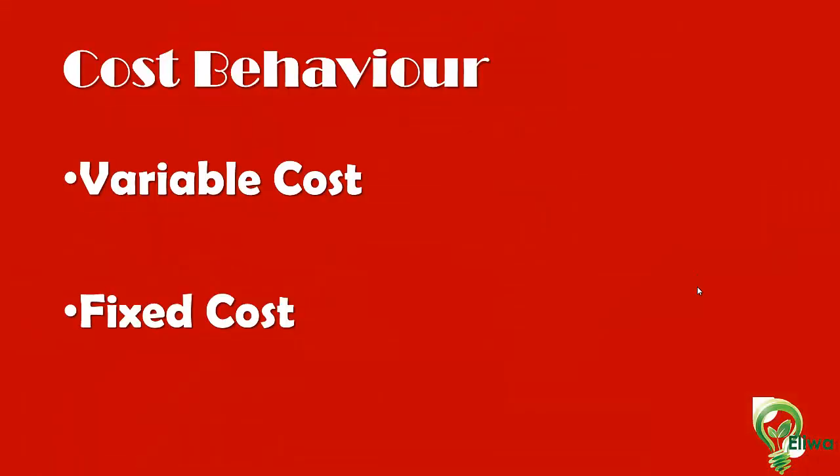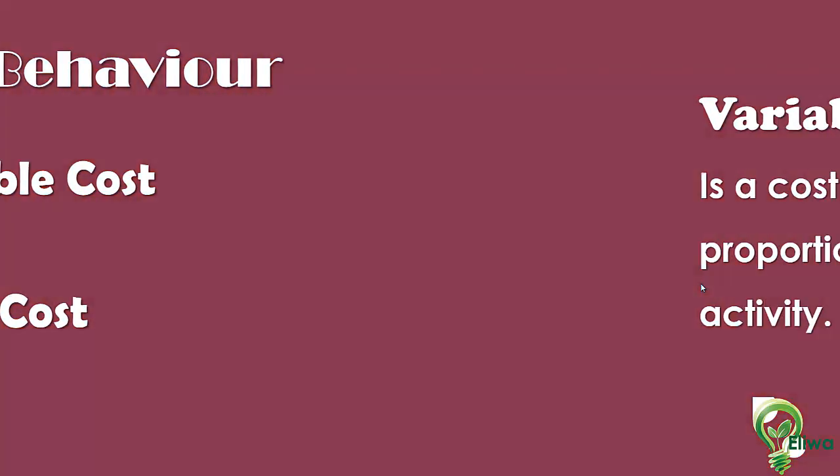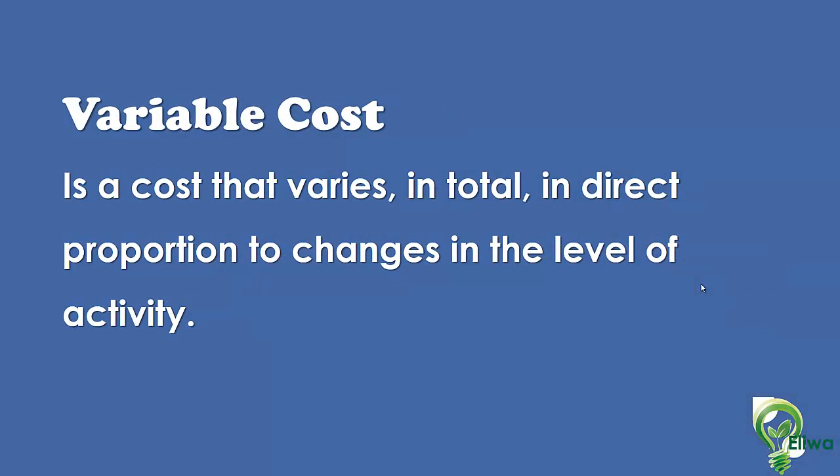We classified cost based on its behavior to variable cost and fixed cost. Let's start with the variable cost. Variable cost is a cost that varies in total in direct proportion to change in the level of activity. Level of activity, by the way, can be expressed in many ways, such as unit produced, unit sold, miles driven, like our example today, and so forth.